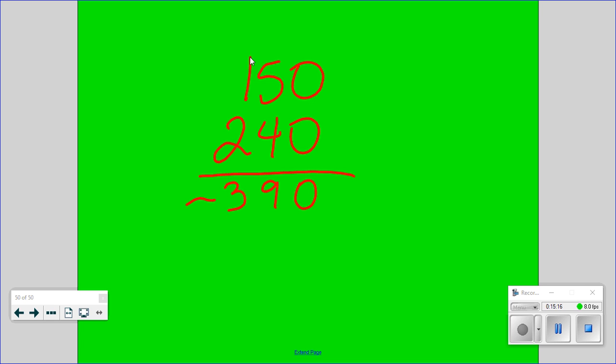Mr. Reed's still not going to just add because we'll have to re-add, and that's a waste of time. But which type of estimation should he use? Should he use rounding or front-end estimation? Remember, front-end estimation gave us the total of 300, and rounding gave us an estimate of 390. Which one do you think he should use? I want you to turn and talk to someone at your table and tell them which strategy he should use and why.